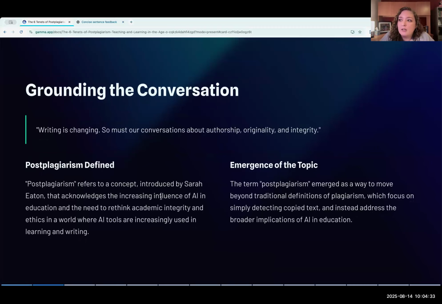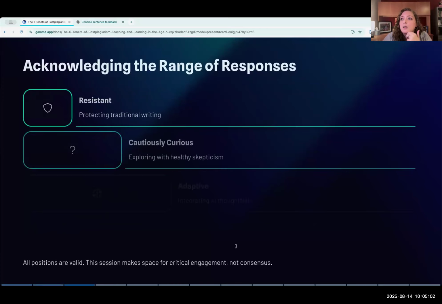It acknowledges the increasing influence of AI in education and the need to rethink academic integrity and ethics in a world where AI tools are increasingly used in learning and writing. So the term post-plagiarism emerged as a way to move beyond those traditional definitions of plagiarism, which focus on detecting copied text, instead addressing the broader implications of AI in education.